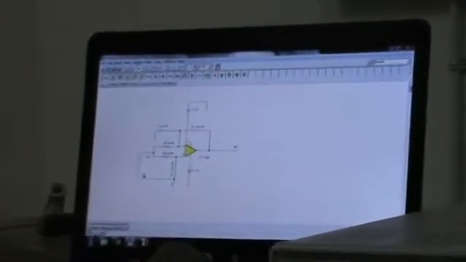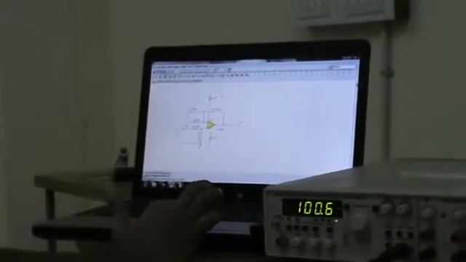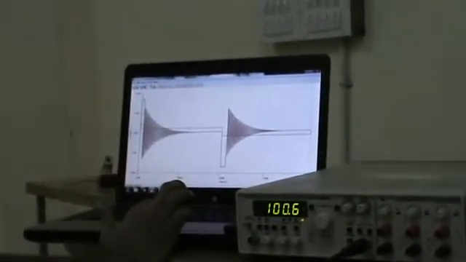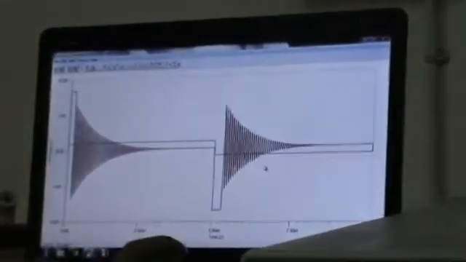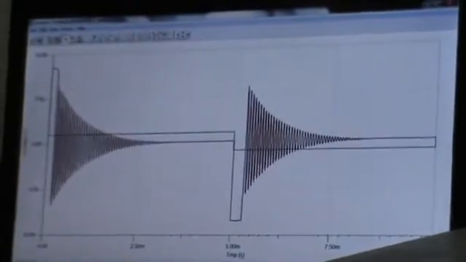So this is the non-inverting differentiator circuit, and this time we are giving a square wave input of 100 Hz frequency and 1 volt peak to peak voltage. So giving the input, we have obtained the output as this. As you can see, this green line shows the input square wave, and this red ringing output is what we get on the CRO.